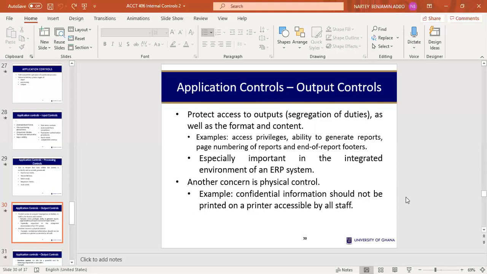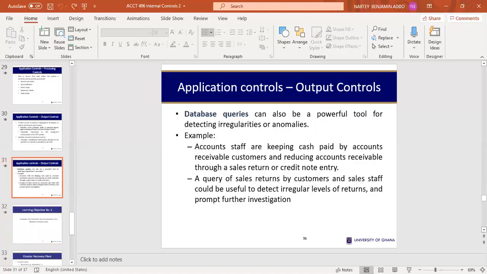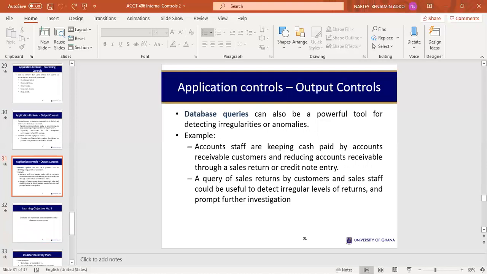Yes. So if you have information that is highly confidential, then that will be one of the challenges about output controls. Again, database queries, detecting irregularities or anomalies. Account staff, for example, they keep cash paid by accounts receivable customers. Okay, so this one is also relating to output controls as well.